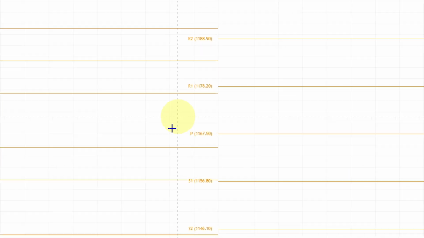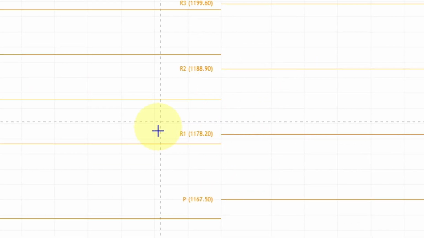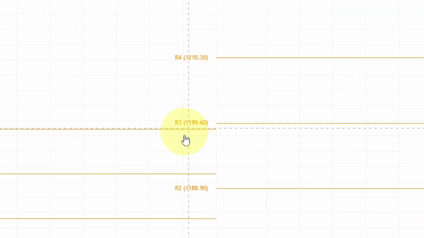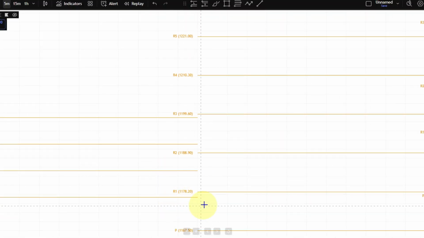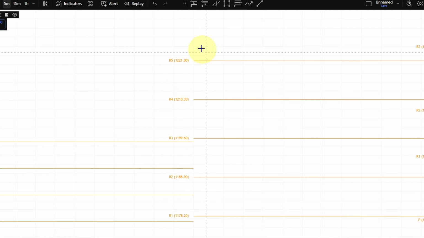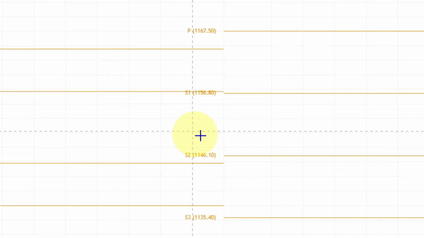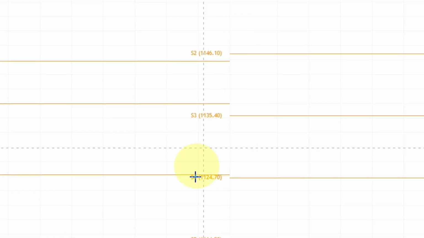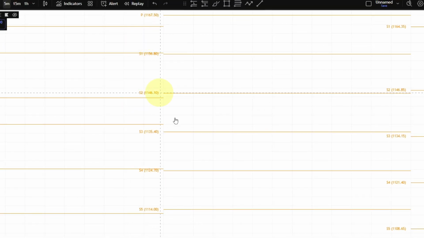As we can see, the middle line is called P. As we go up, we can see R1, R2, R3, R4 and R5, which stand for resistance 1, resistance 2, resistance 3, resistance 4 and resistance 5. And from P, as we go down, we can see S1, S2, S3, S4 and S5, which mean support 1, support 2, support 3, support 4 and support 5.